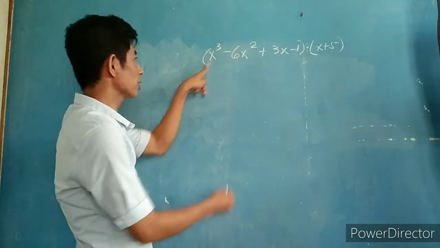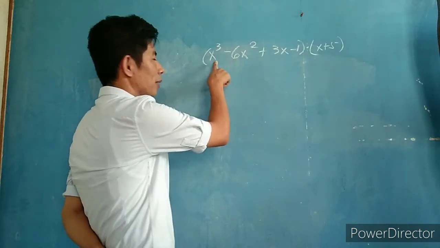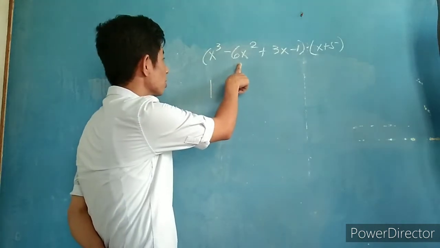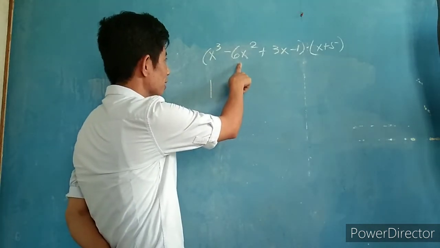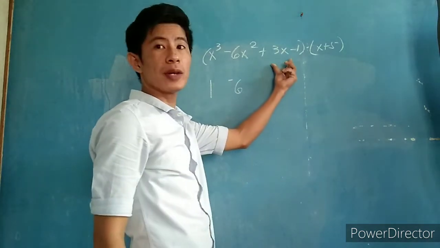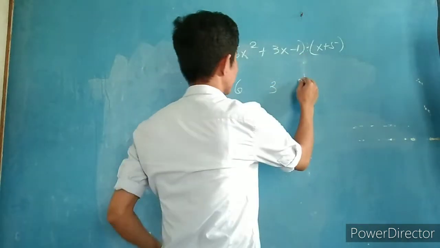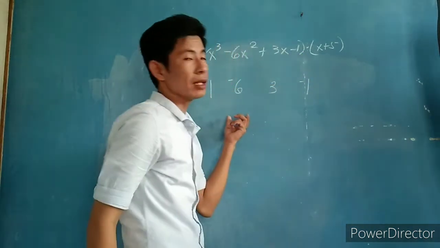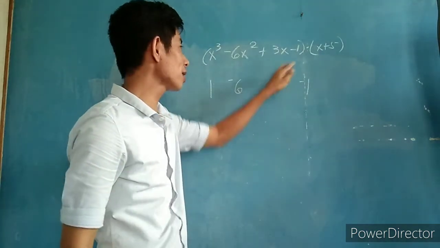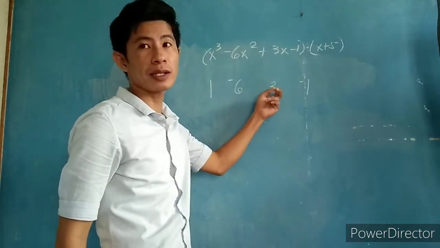The numerical coefficient of x cubed is 1. The numerical coefficient of negative 6x squared is negative 6. The numerical coefficient of 3x is 3. And the numerical coefficient of negative 1 is negative 1. And take note that if there is a missing term, we will write 0. For example, if there is no term with the variable x, we will write 0 there.